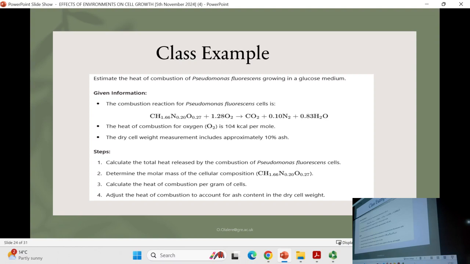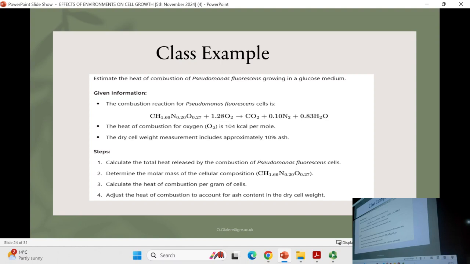Then the dry cell weight measurement includes approximately 10% ash. So calculate the total heat release by the combustion of Pseudomonas fluorescens cell. I can give you the same question, but I will twist it so it will be a real life scenario. It can even be from your project. But it's the same calculation. So you need to understand it.